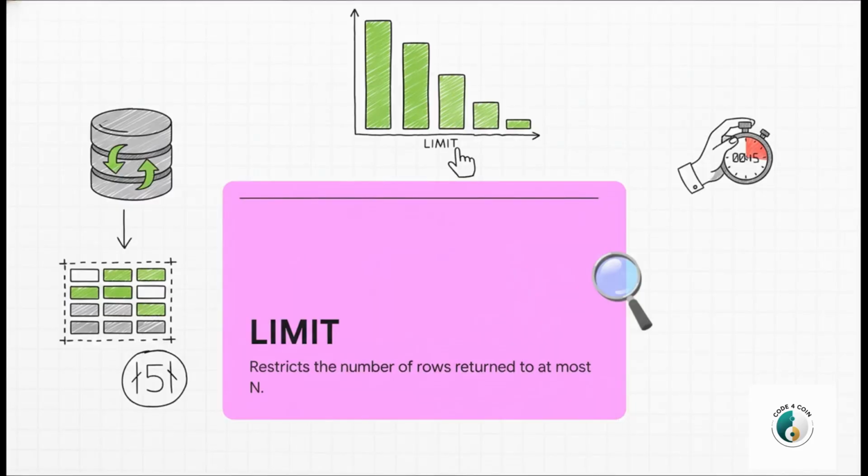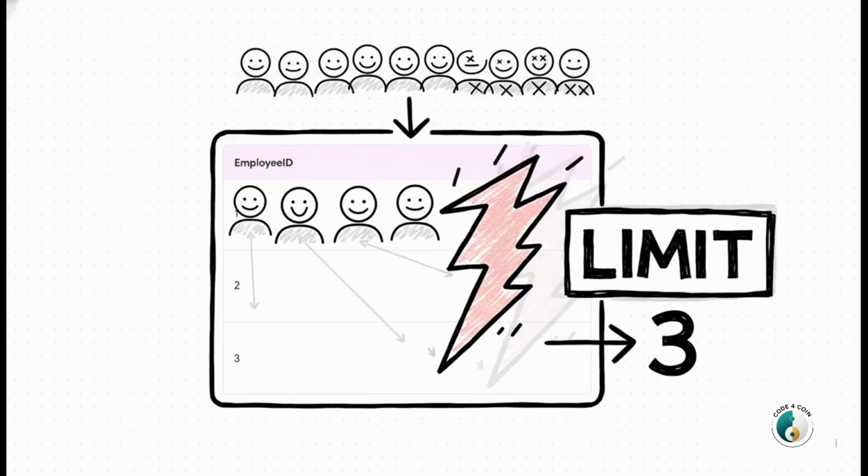Limit is incredibly straightforward. It's exactly what it sounds like. You're just telling the database, hey, after you do all that sorting, just give me the first n rows. That's it. So if you want the top 5 players for that leaderboard, you'd use limit 5. Let's imagine our query normally returns all 10 of these employees. Well, if we just add limit 3 to the end, boom, it just chops off the rest and gives us only the first 3 records from our sorted list. It really is as simple as that.